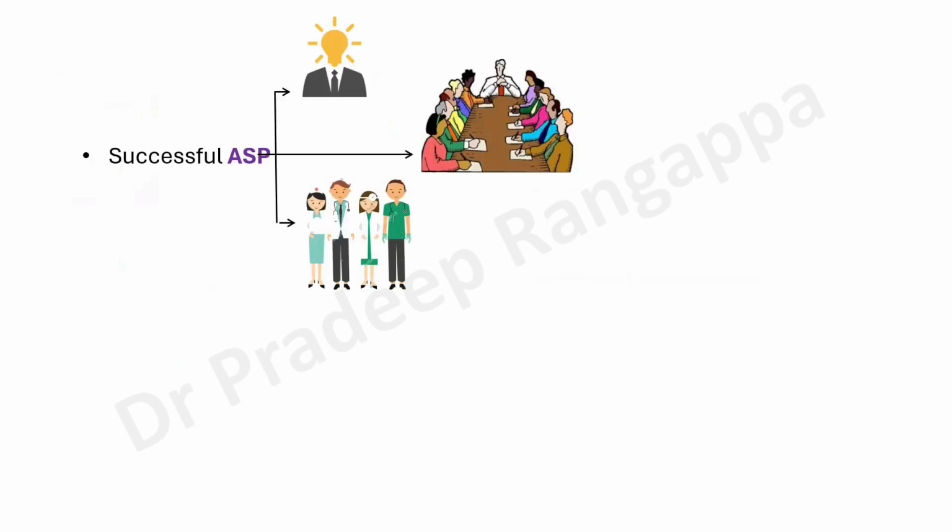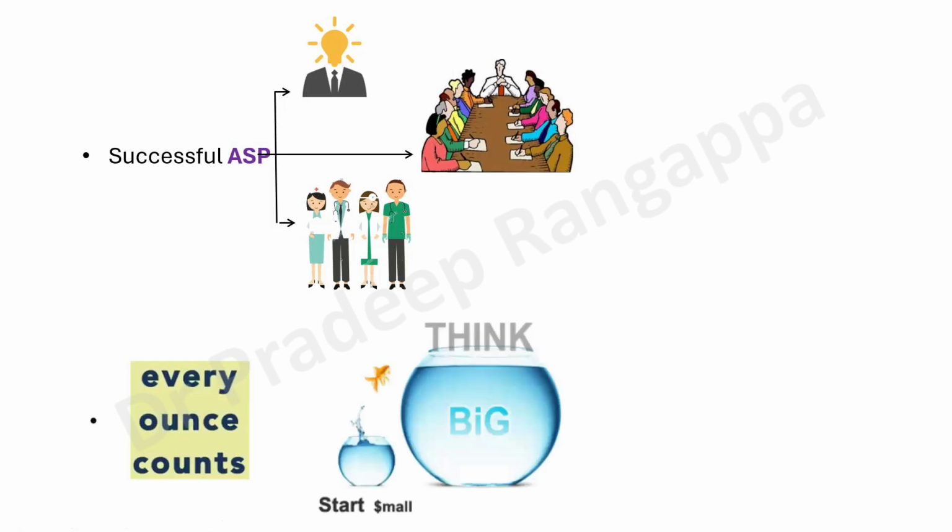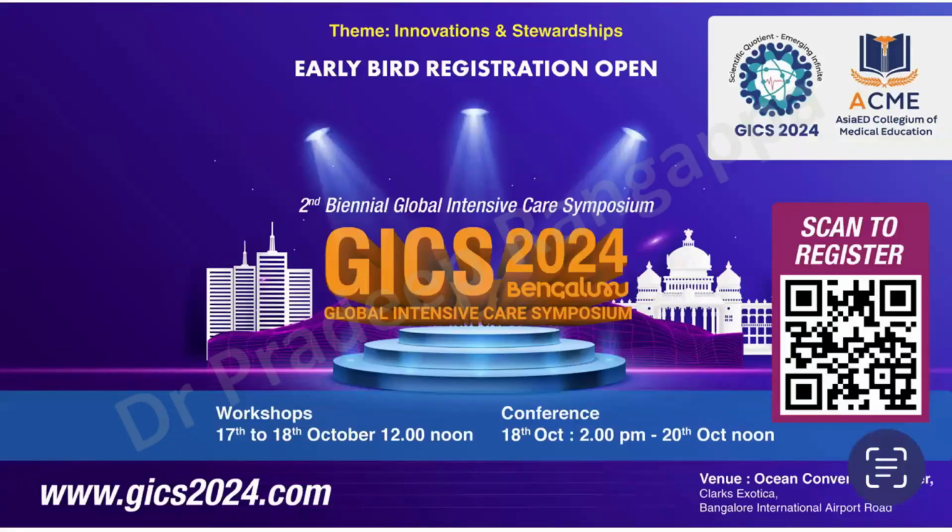The successful antimicrobial stewardship program needs innovative ideas from the teams that are involved, and needs a good hospital management which backs this antimicrobial stewardship program, and it's teamwork. So every ounce counts. So one has to think big. So start small, go for the low hanging one, and then think big to make things happen. So that's the overview of antimicrobial stewardship.